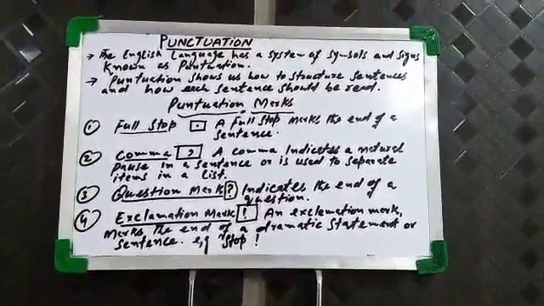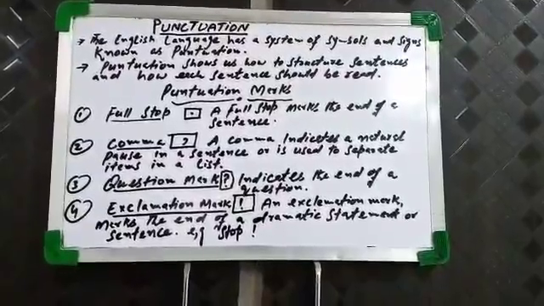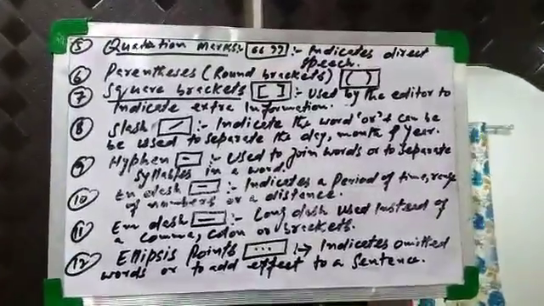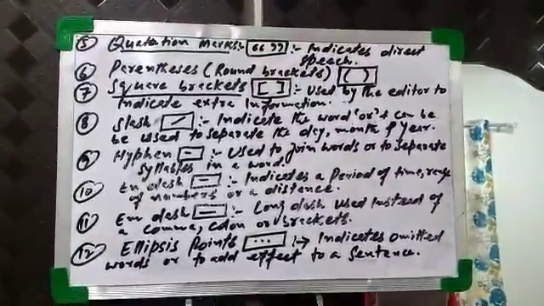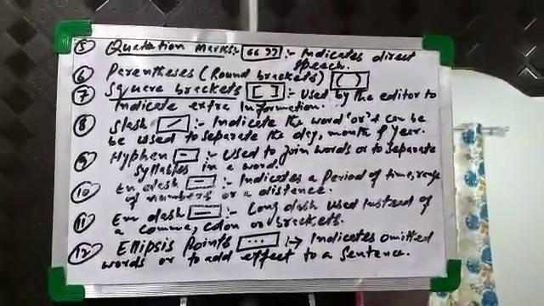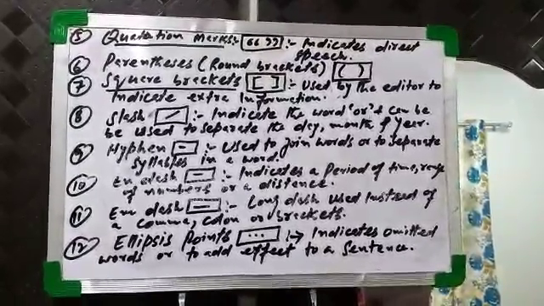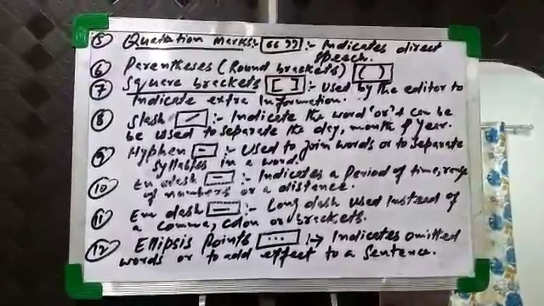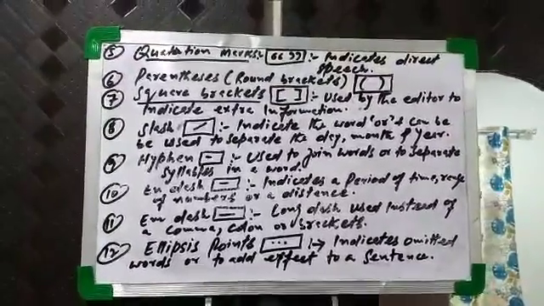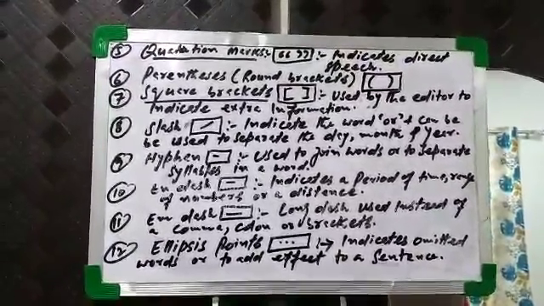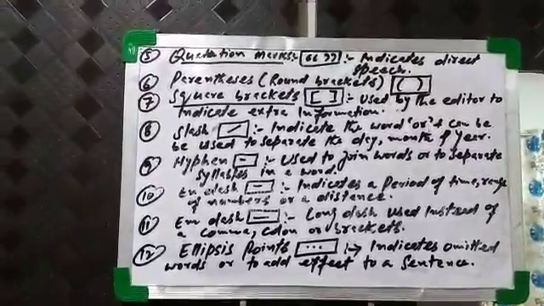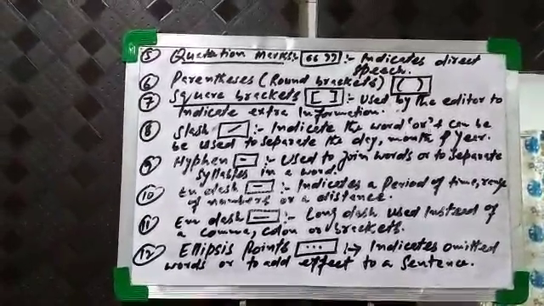One more punctuation mark is quotation marks. They indicate direct speech. For example, "I love to read a book," said Bashir. "What did you do yesterday?" asked Kareem. These are examples where quotation marks are used to indicate direct speech.